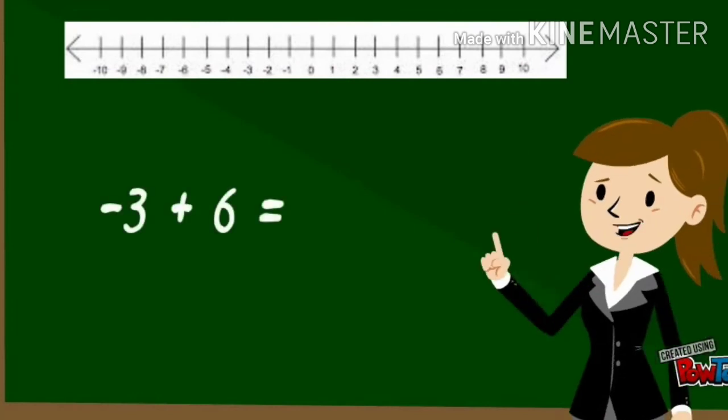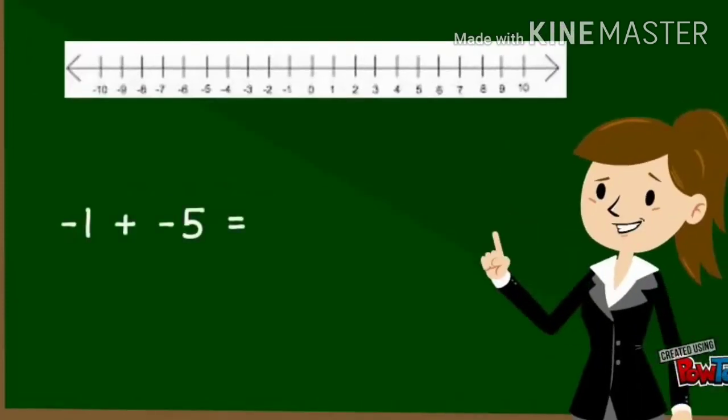Okay, let's have some examples. The first one is negative 3 plus 6. So look for the negative 3. Here it is. Since I'm adding a positive number, you move to the right. 1, 2, 3, 4, 5, 6. So we stop at 3, so the answer is 3.